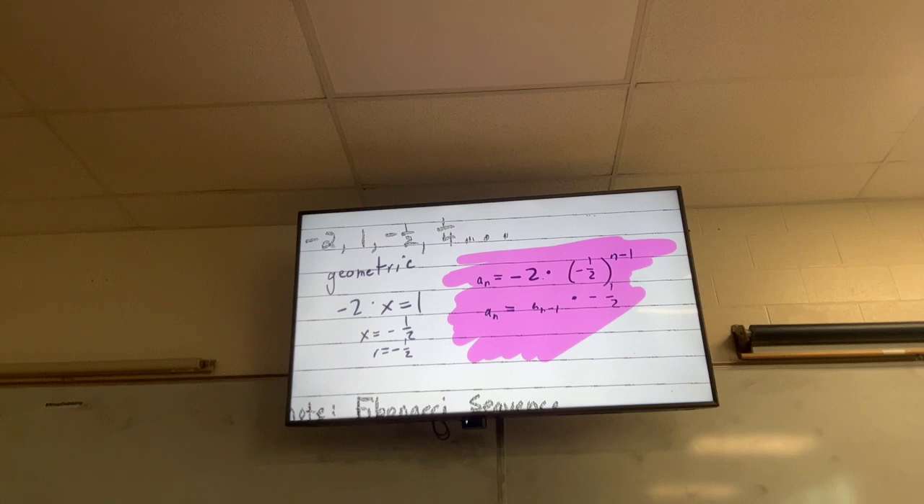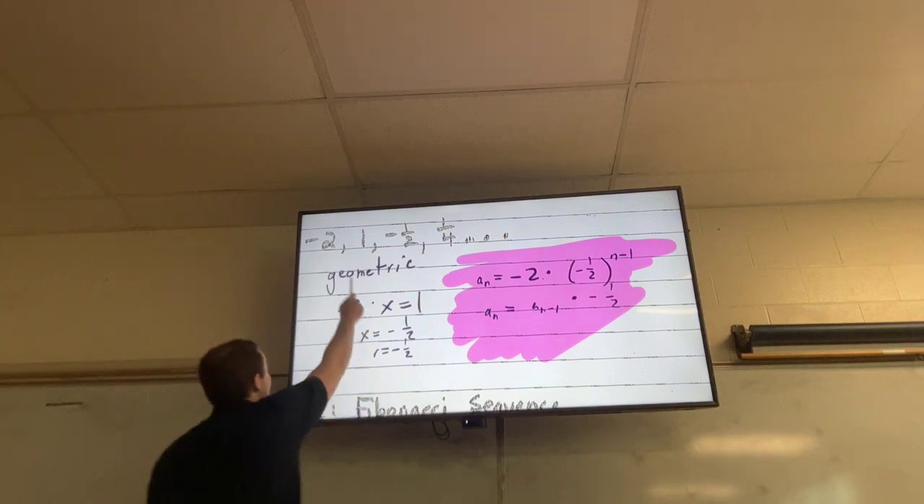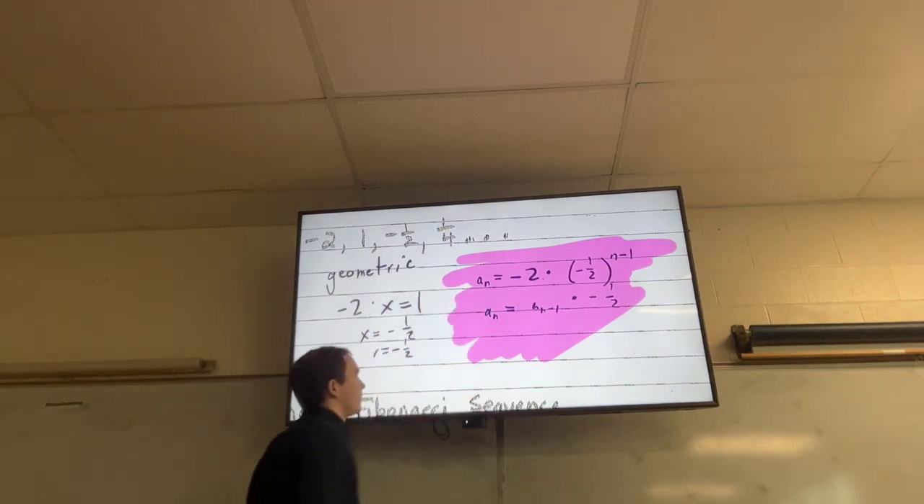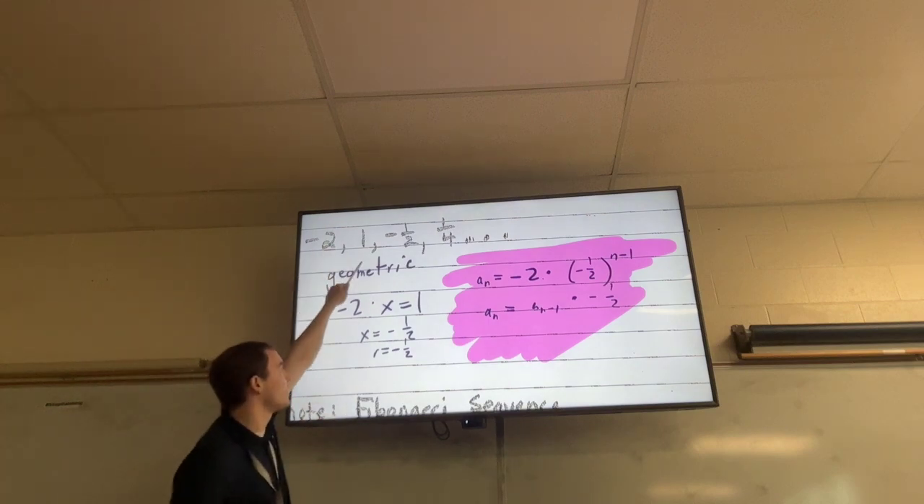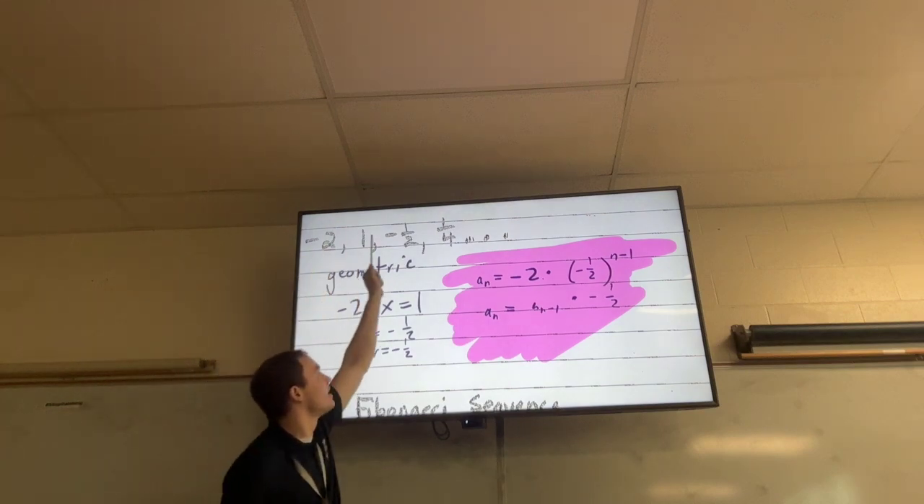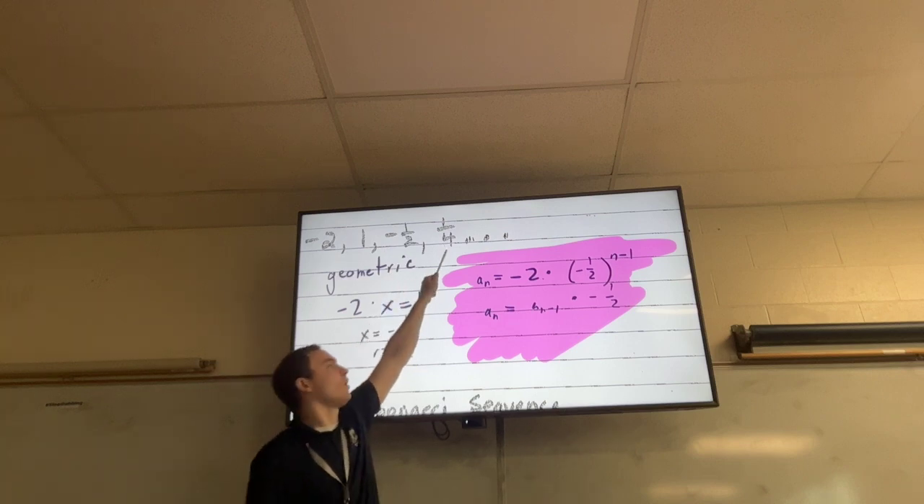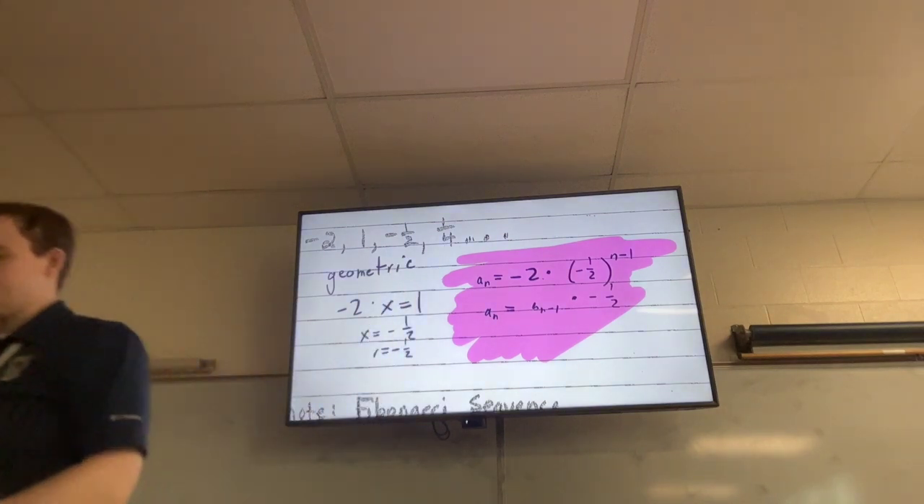Same, so here it's a similar process. We're just multiplying by the same thing. Instead of adding the same thing each time to get from one term to the next, you're multiplying. Right? -2 times -1/2 is 1. 1 times -1/2 is -1/2. -1/2 times -1/2 is 1/4, and so on. Okay.